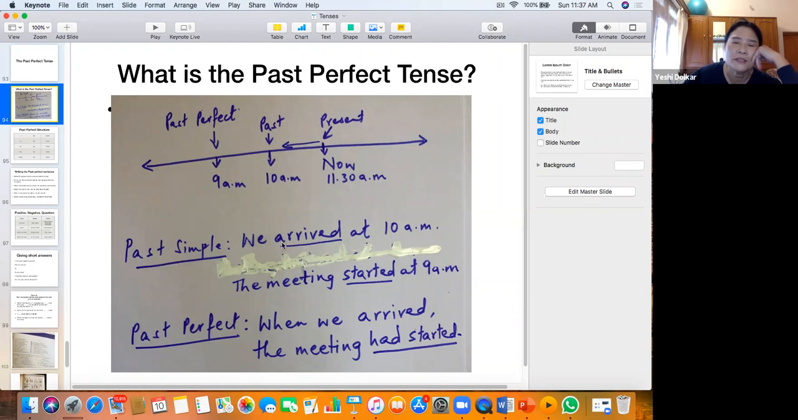So it's one sentence: We arrived at 10 a.m. The meeting started at 9 a.m. Do you see? Both are simple. We arrived at 10 a.m. Because they're both in different sentences.